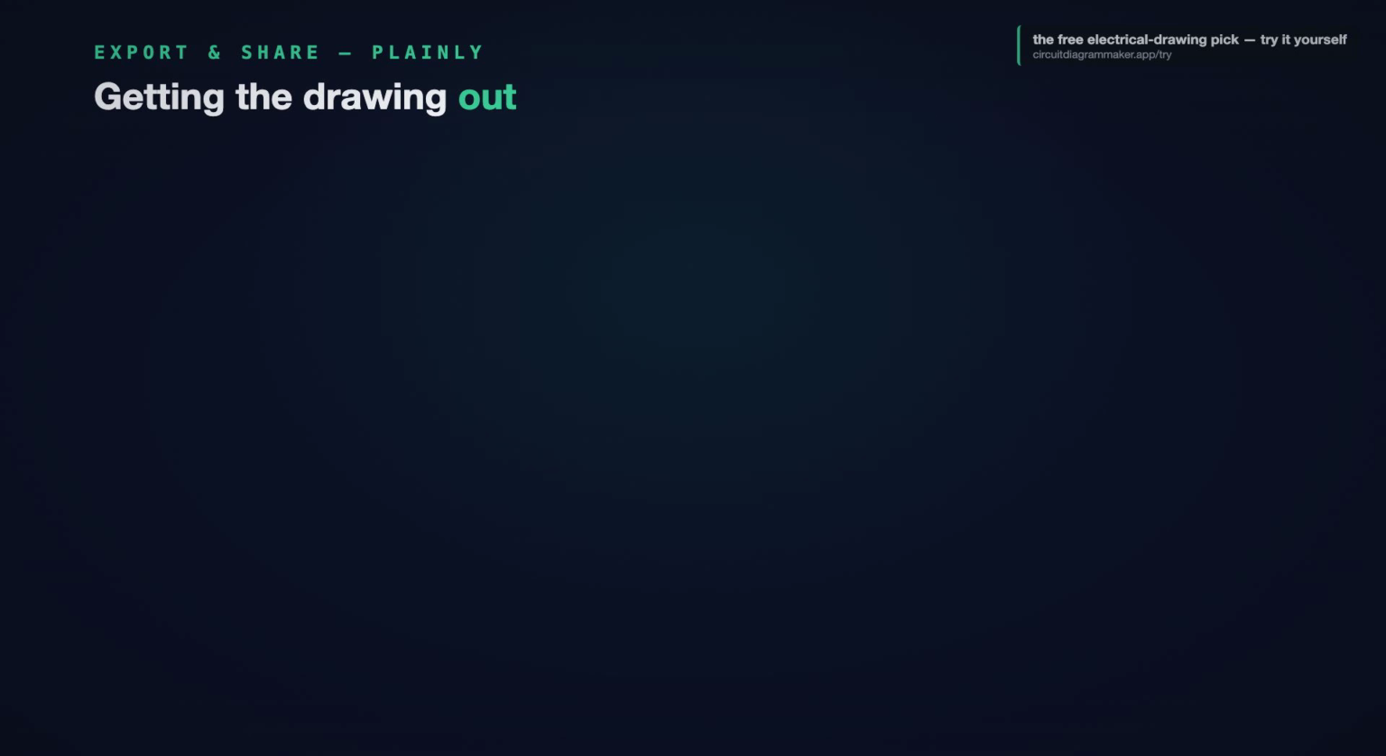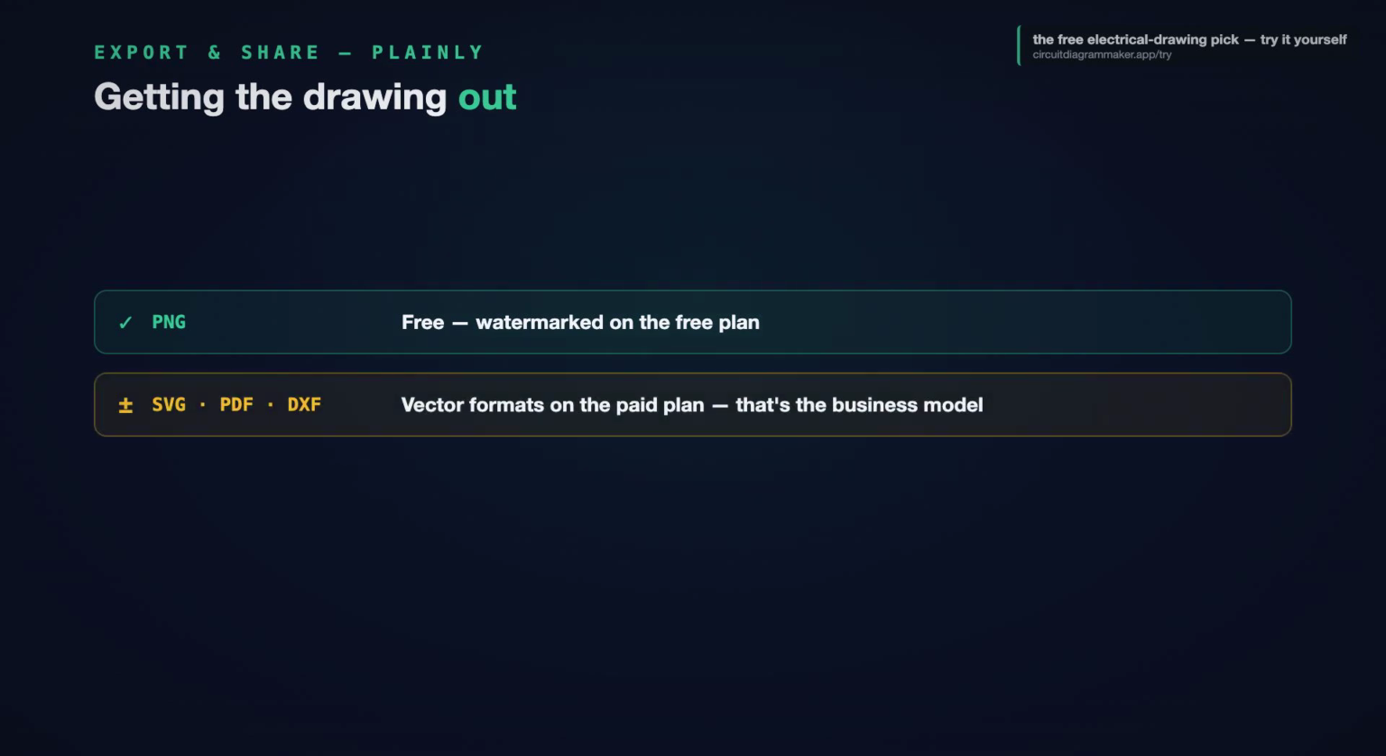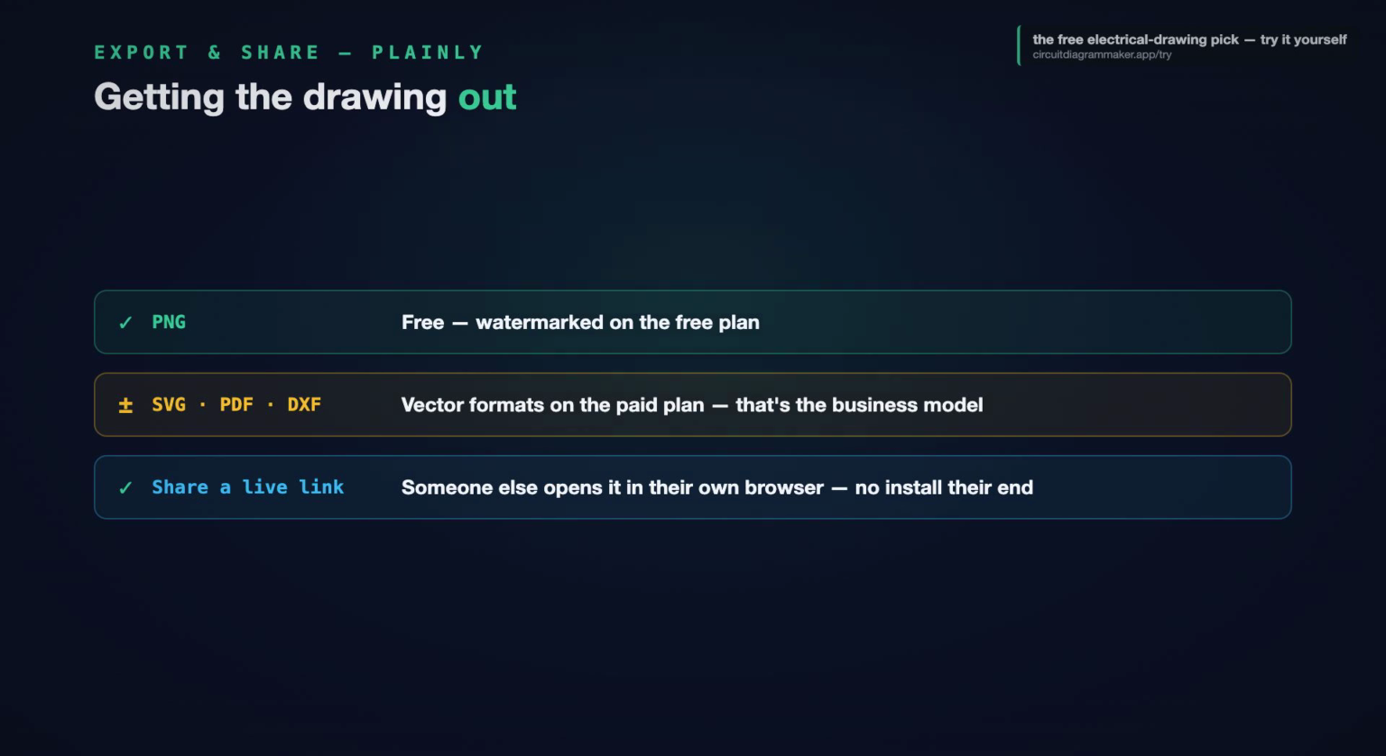Honestly, this is where the free plan draws its own line. PNG export is free, so you can drop the image into a doc or a message right away. On the free plan, it carries a small watermark. The vector formats, SVG, PDF, and DXF for CAD, sit on the paid plan. That is the business model, and I would rather tell you than have you find out.